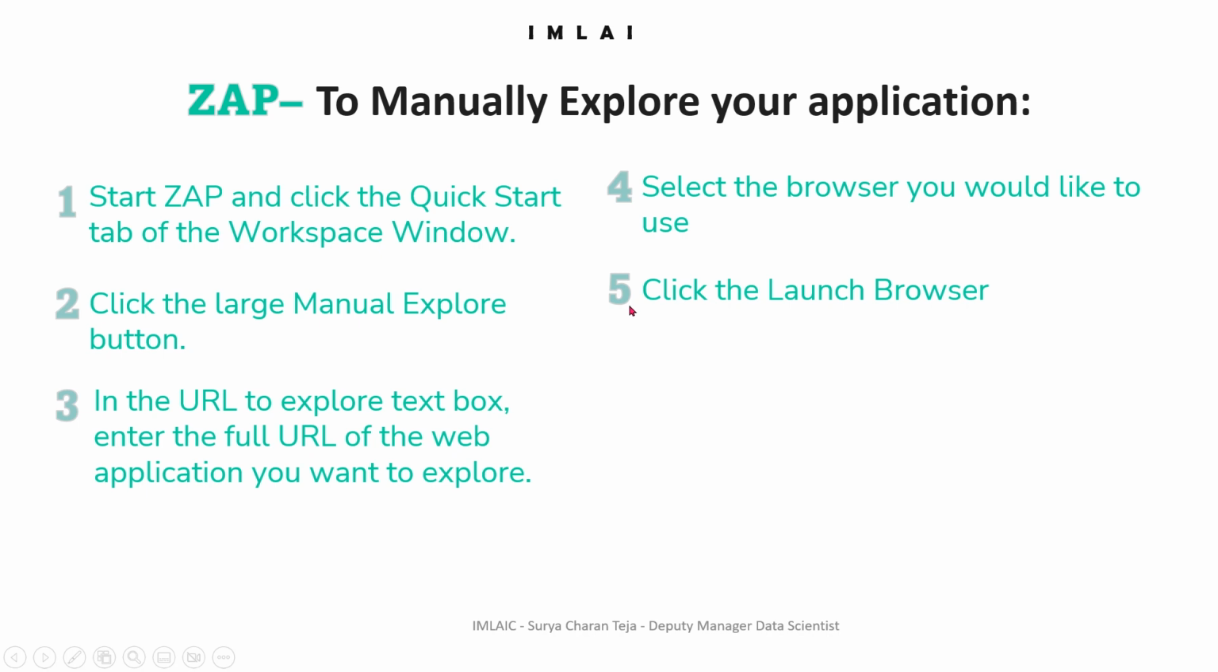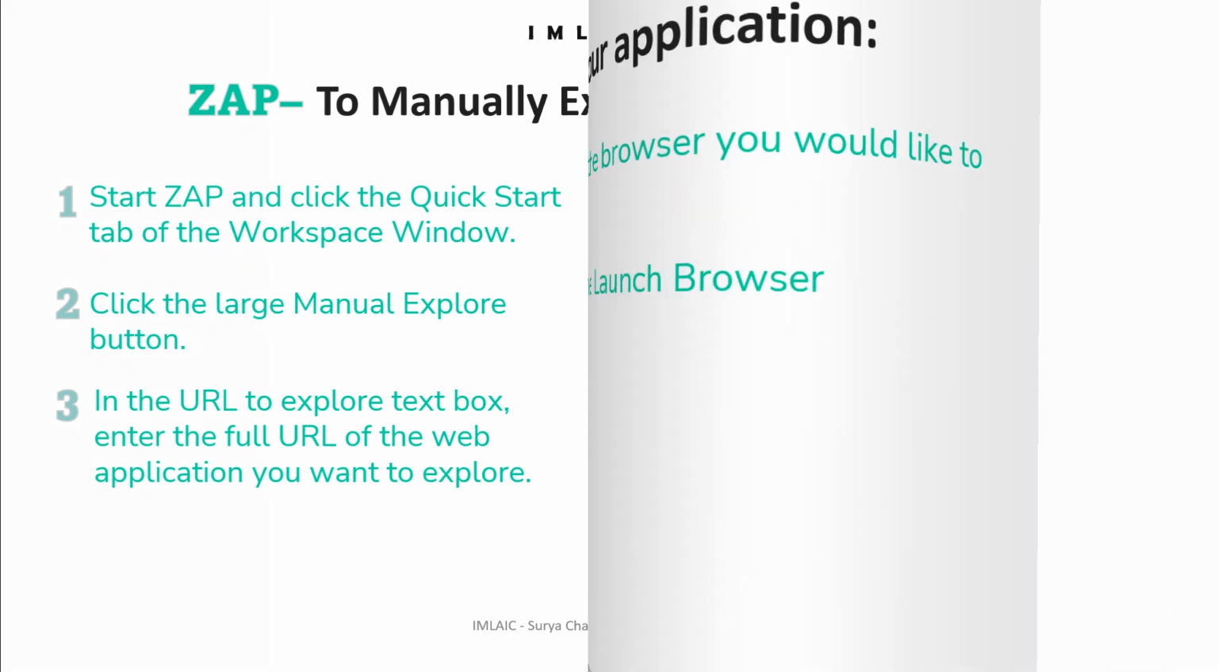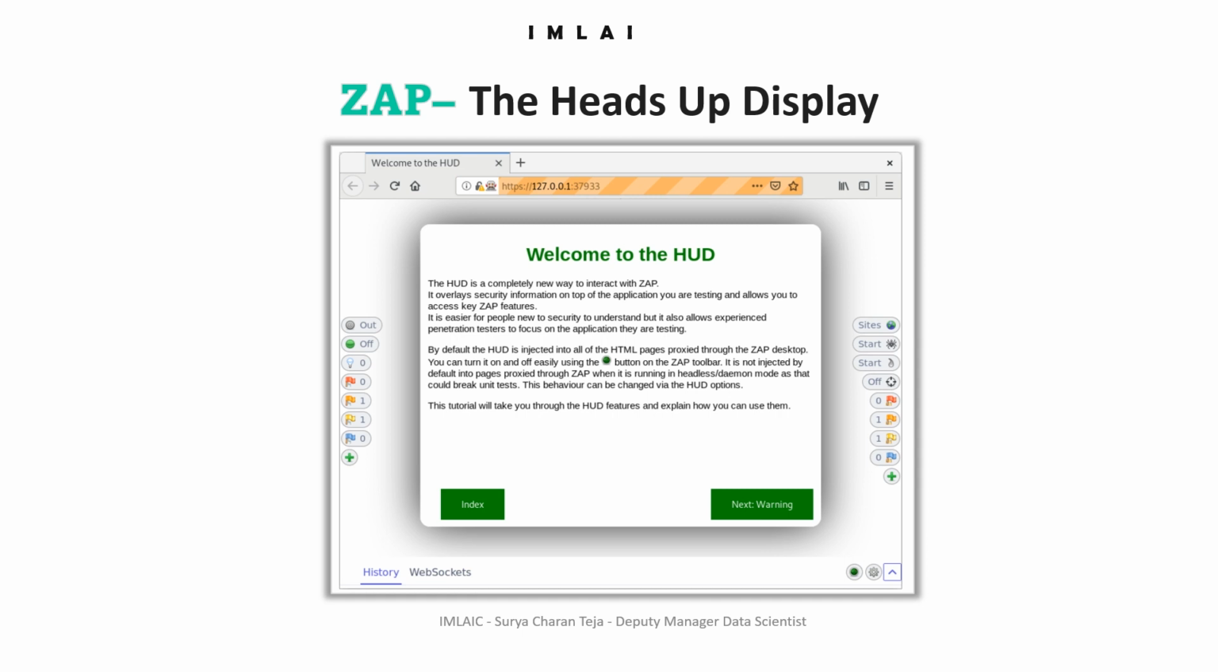So ZAP manually exploring our application is done. Then we will look into what the HUD, the heads up display, is. The heads up display is a new and innovative interface that provides access to ZAP functionality directly in the browser. It is ideal for people new to web security and also allows experienced penetration testers to focus on an application's functionality while providing key security information and functionality.